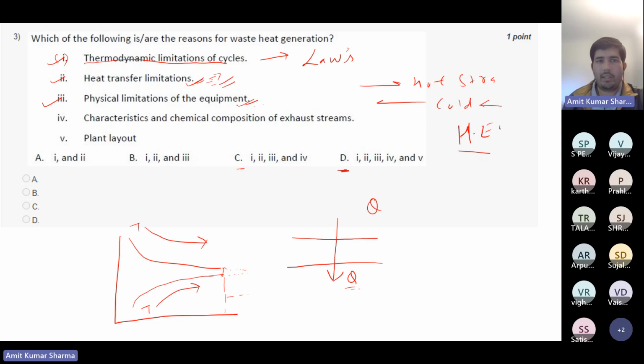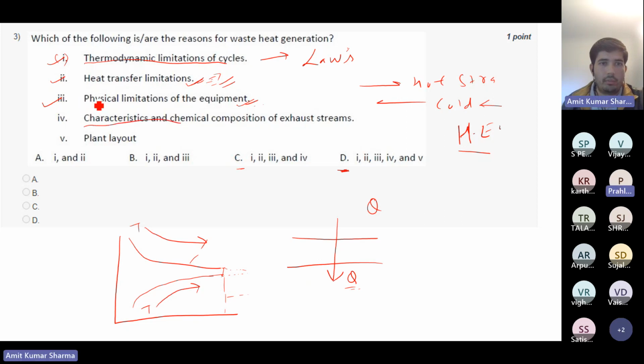Third one is physical limitation, as we already discussed, because the equipment also has some limitation, some efficiency. Maybe the material of the equipment, because we are using some tubes, and the tubes have some material with their conductivity and thermal coefficients and all. So there will be physical limitation. The fourth one is thermal resistances. The fifth one is characteristics and chemical composition of the exhaust stream.